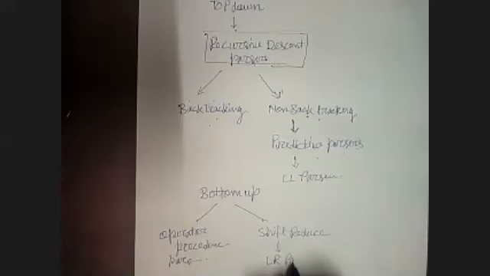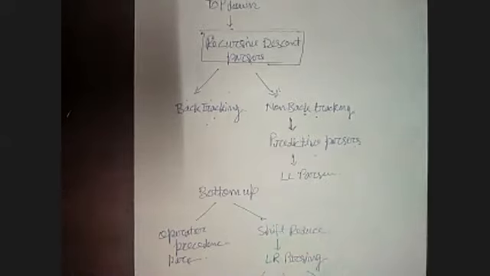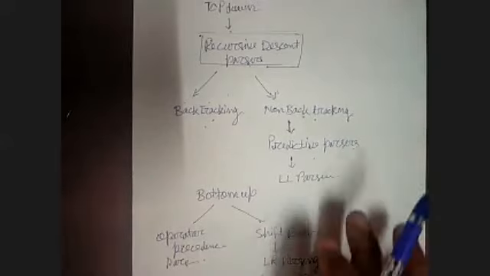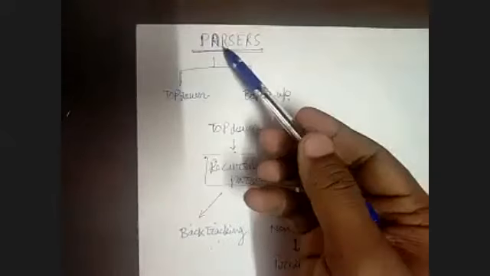LR parser. Okay, and LR parsing is again classified into three categories, right? First is SLR, second LR, and third is LALR, right? So that is a complete description regarding parsing, right? So in unit 3, we categorize parsers, right?